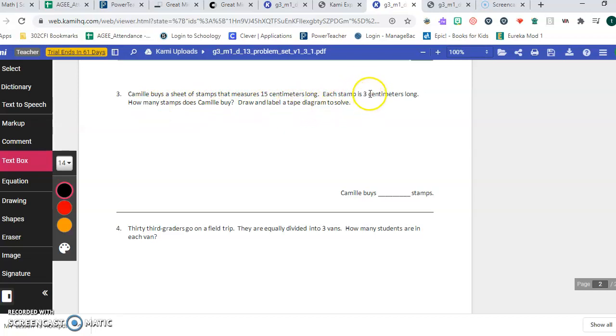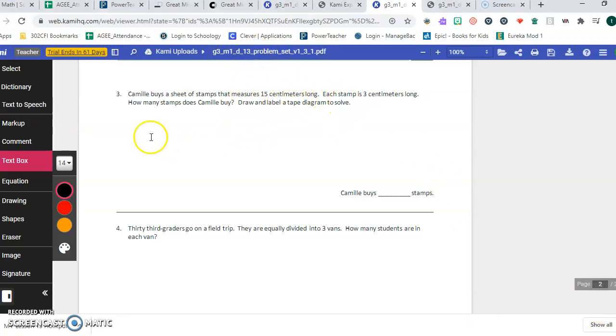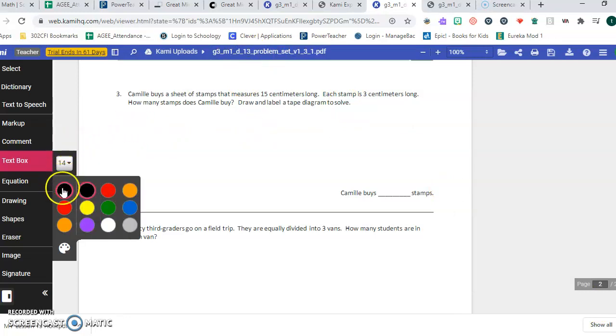Draw and label a tape diagram to solve. Okay, so you see we're working with the 3 again, multiples of 3, and they give us a total. Camille buys a sheet of stamps that measures 15 centimeters long. That's the total. So my tape diagram that they're asking me to do, where it says draw and label a tape diagram to solve, I need to start with the total since they give me the total.